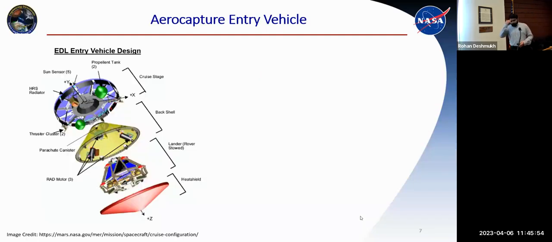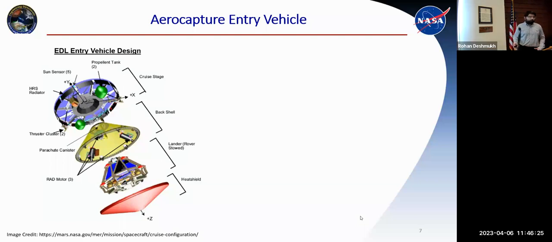So what I want to motivate with this slide is to show how similar an Aerocapture vehicle is to a traditional EDL vehicle that we've already looked at. The figure on the left is just a simple CAD exploded view of the Mars Exploration Rover. I want to use this to motivate an example of how similar an Aerocapture entry vehicle would be to an EDL vehicle that we are pretty familiar with.